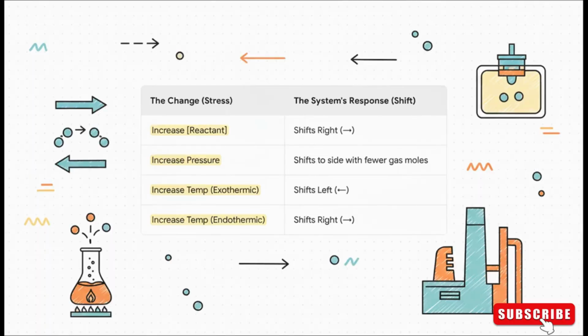Say you add a bunch more reactant. How does the system fight back? It shifts to the right, towards the products, to use up what you just added. What if you crank up the pressure on a gas reaction? The system will shift to whichever side has fewer moles of gas to try and relieve that pressure.